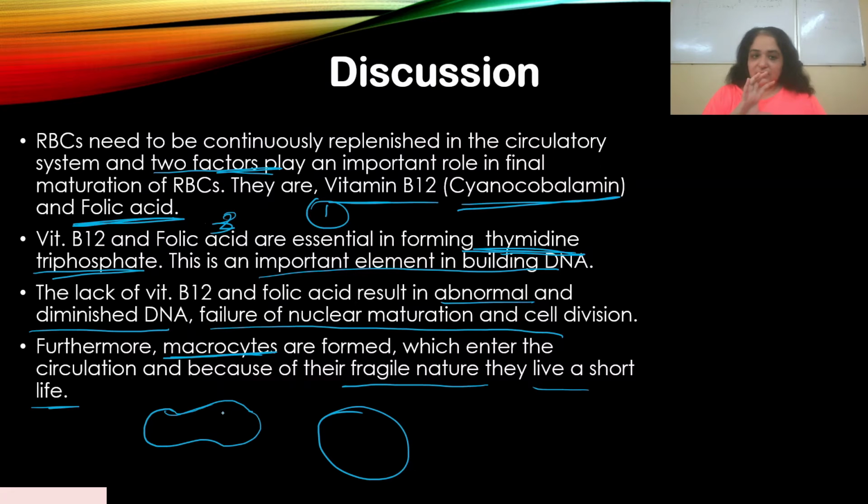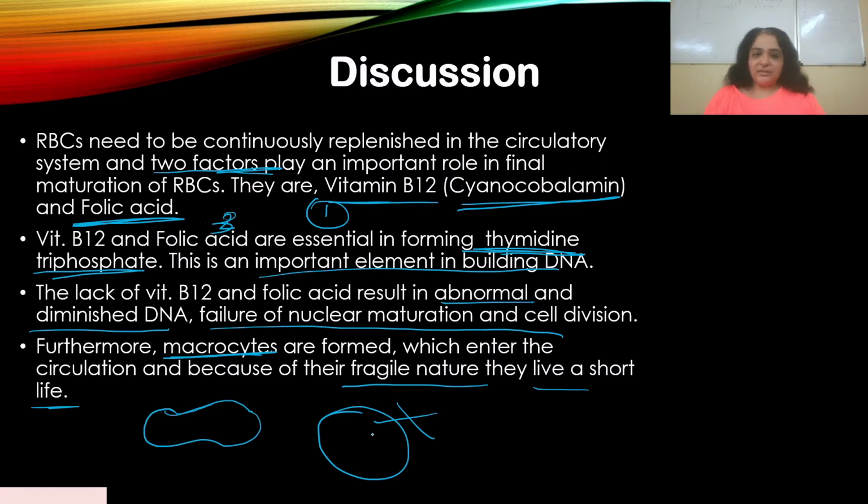So this is long lasting, but the lifespan of this other type of structure is not long lasting, and they tend to break. They are very fragile in nature. So because of that, we don't want these macrocytes entering our circulation. Because of that, vitamin B12 and folic acid are required for the maturation of erythrocytes.